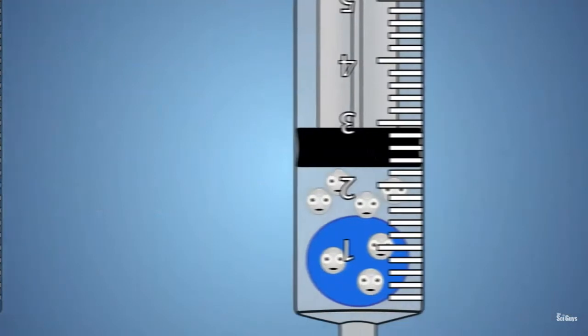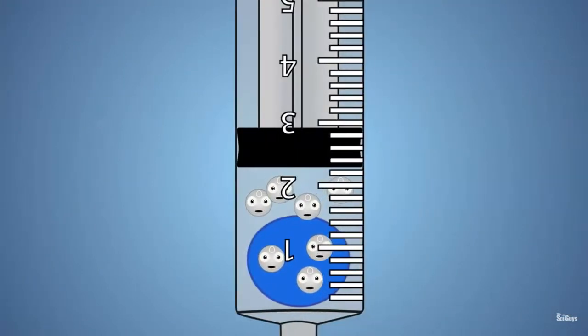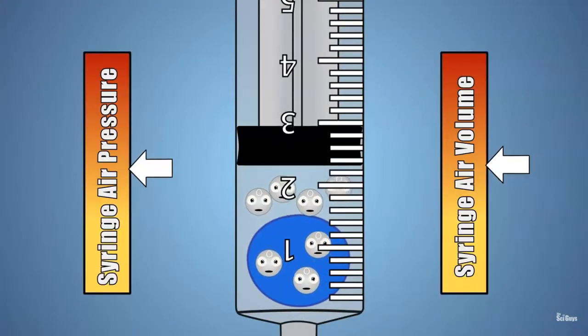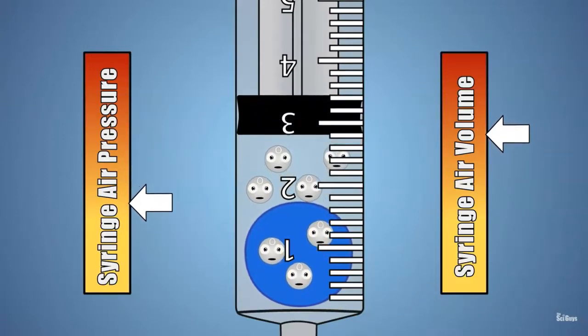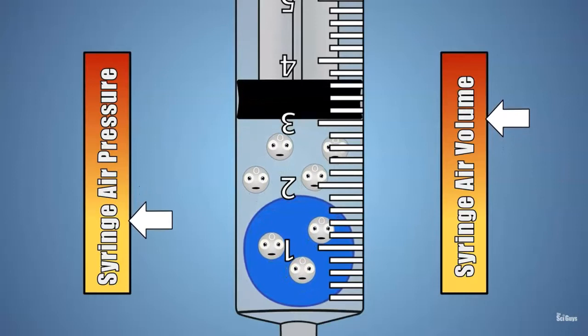In the second portion of our experiment, we start with the plunger at the bottom of our syringe, almost touching the balloon. When the plunger is pulled upwards, we are reducing the pressure inside the syringe by increasing the volume of space the air inside takes up.